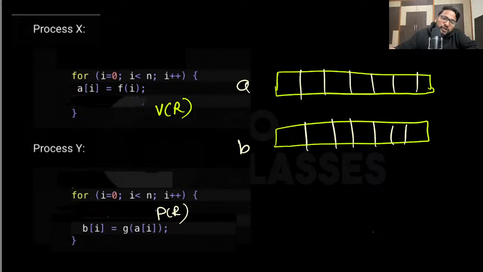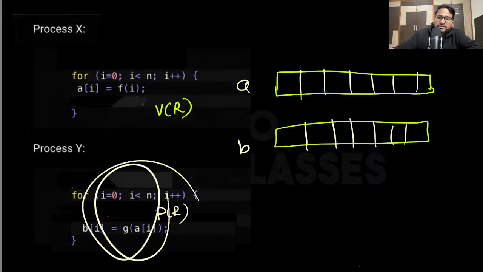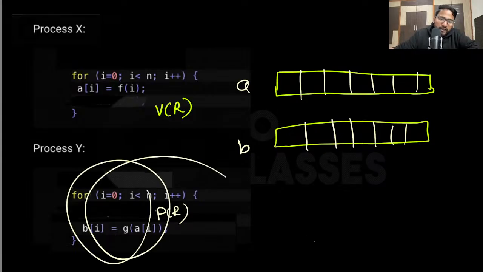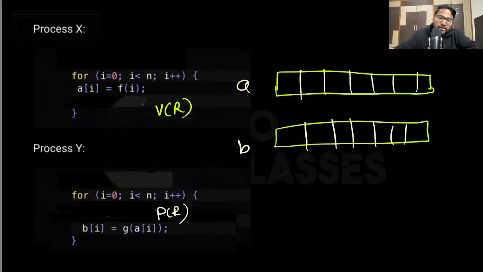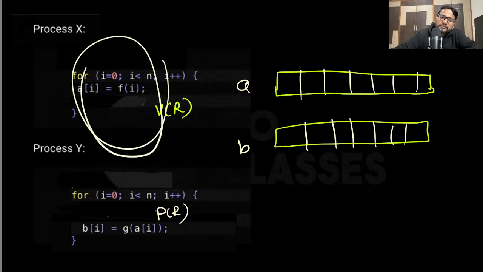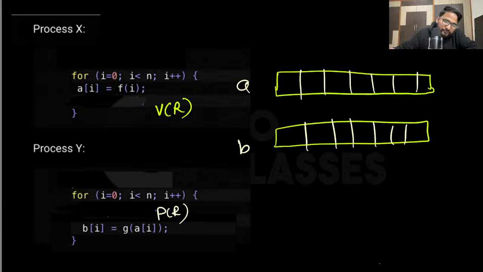Can I execute it twice? Can I execute this P of R twice? Tell me. Answer is big no, right? Because this is P of R. But interestingly, can I execute this V of R twice? Answer is yes, because V I can definitely execute twice.